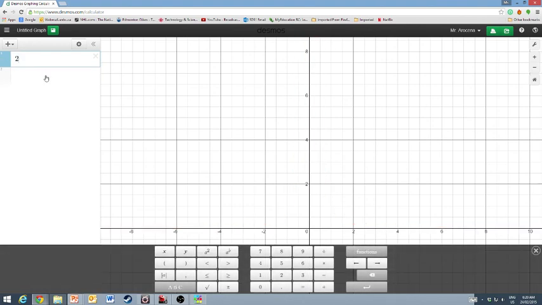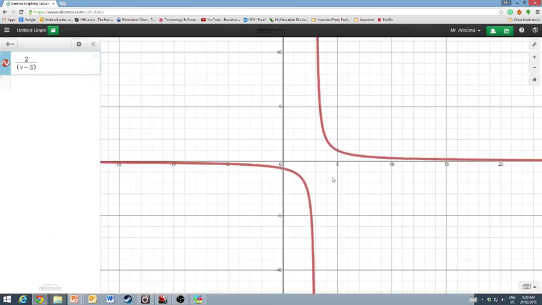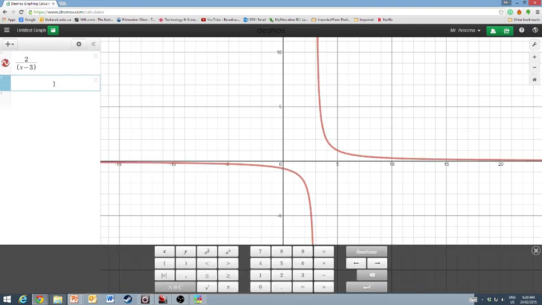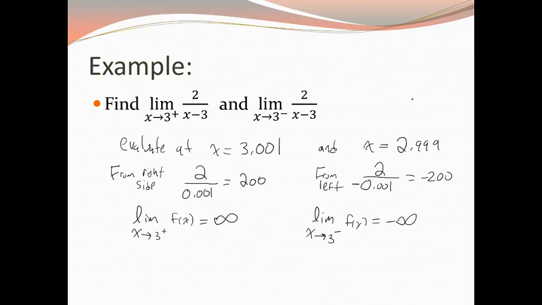Alright, so 2 divided by x minus 3, and voila! There it goes. I'll just put x equals 3 down. At x equals 3, that's my asymptote. As you can see, as I approach 3 from the left, f of x is going negative. As I approach 3 from the right, f of x is going positive. So what we calculated was correct.